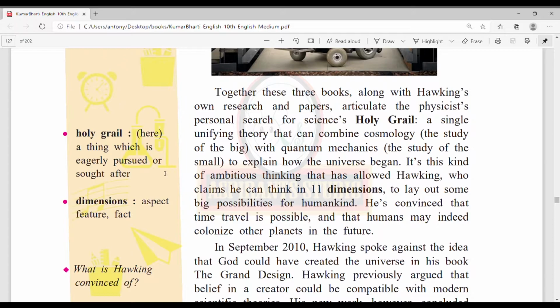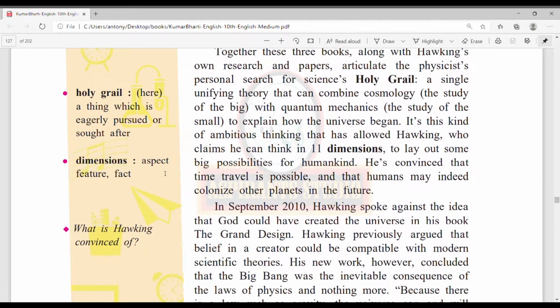It's this kind of ambitious thinking that has allowed Hawking, who claims he can think in 11 dimensions, to lay out some big possibilities for humankind. He's convinced that time travel is possible, and that humans may indeed colonize other planets in the future.